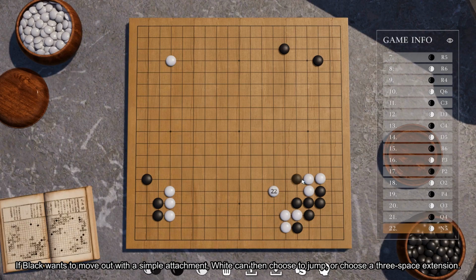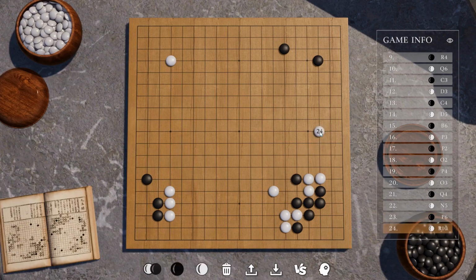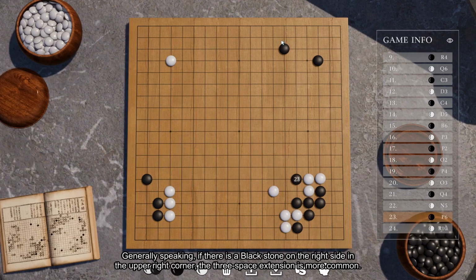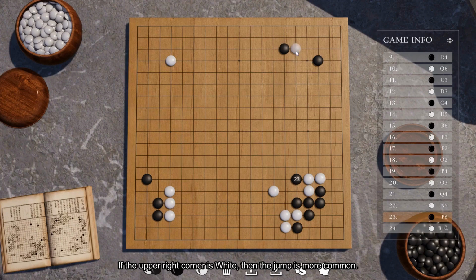If black wants to move out with a simple attachment, white can then choose to jump or choose a 3-space extension. Generally speaking, if there is a black stone on the right side in the upper right corner, the 3-space extension is more common. If the upper right corner is white, then the jump is more common. Okay, after white completes the extension, this local area or this pattern can be considered mostly settled.